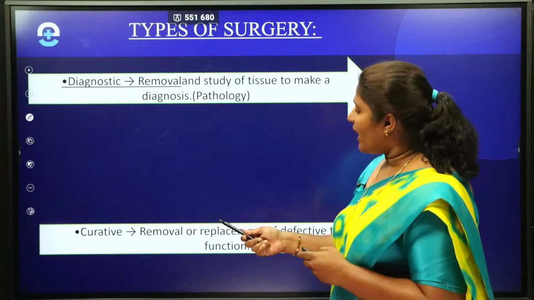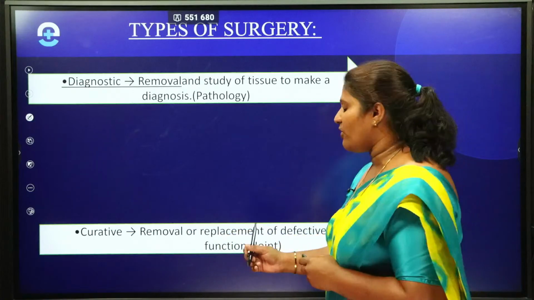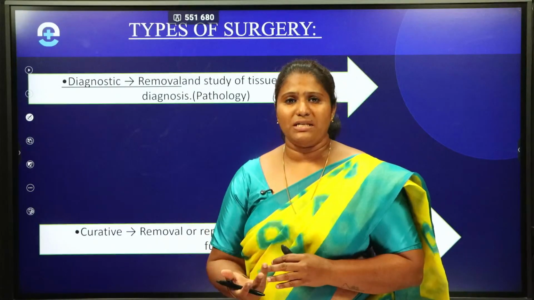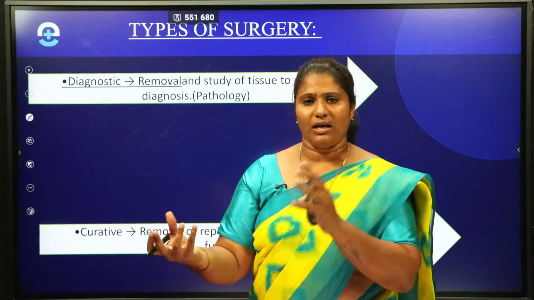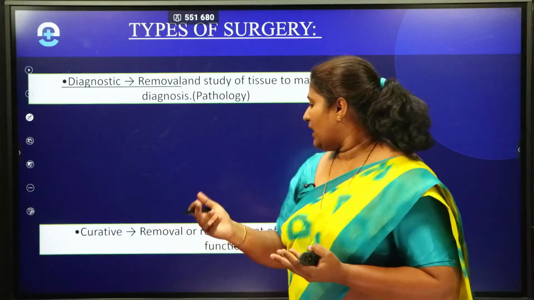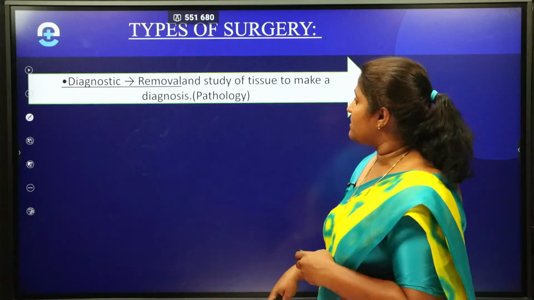Next one is curative. Curative means removal or replacement of defective tissue to restore function, like joints, knee replacement surgery or hip replacement surgery. We are removing certain things and we are putting some kind of artificial thing into the body. So that is called curative surgery.